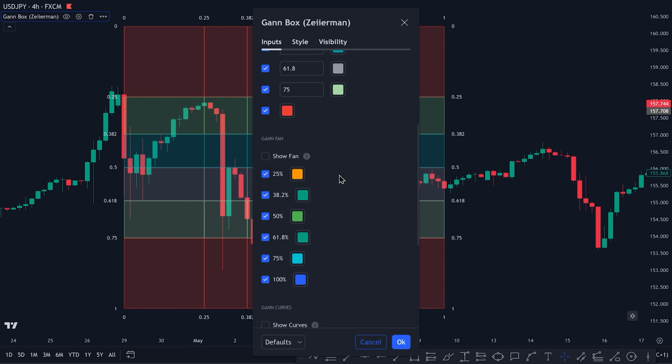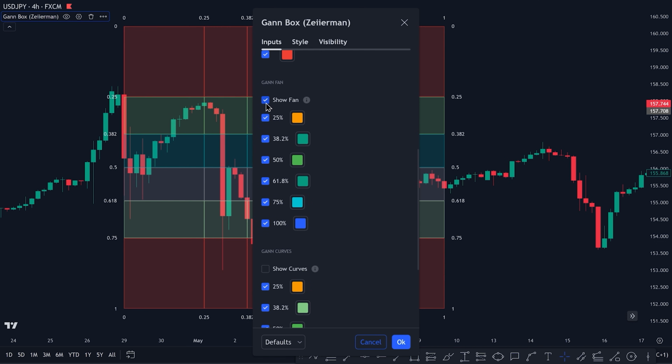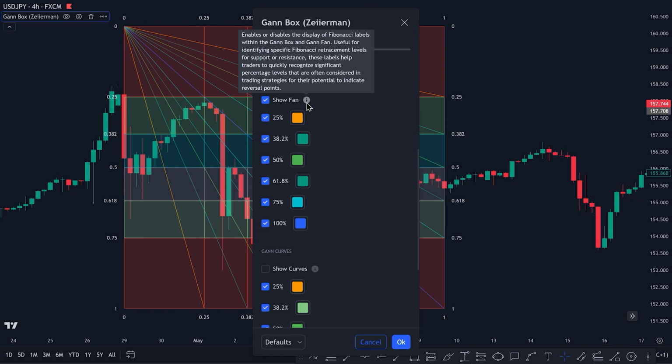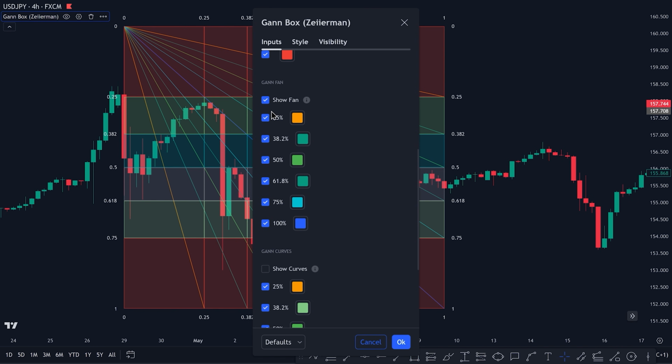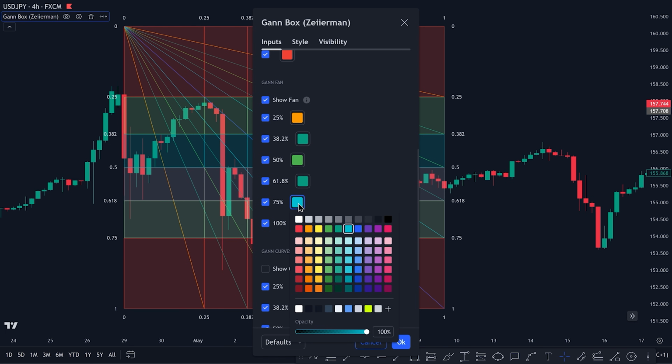Enabling the Gann fan feature draws lines at significant Gann angles from a particular point on the chart. These lines help identify potential support and resistance levels. Similar to the Gann box, you can customize which Gann angles are displayed and how they are colored to suit your analysis.